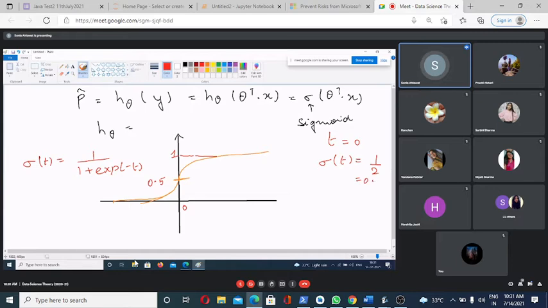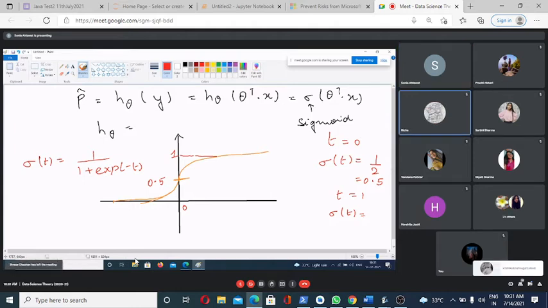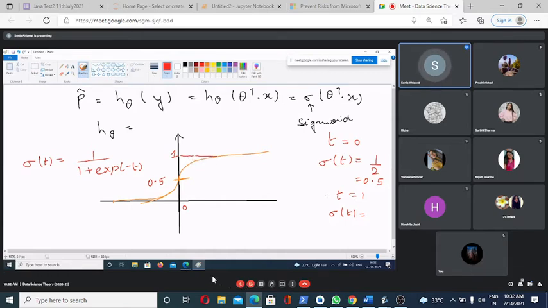If my t is equal to 1, what is the value of my sigma t? Okay, what is exponential 1? Please check on your calculators. Exponential minus 1 is 1 by e, which is equal to what? Substitute it and then let me know.